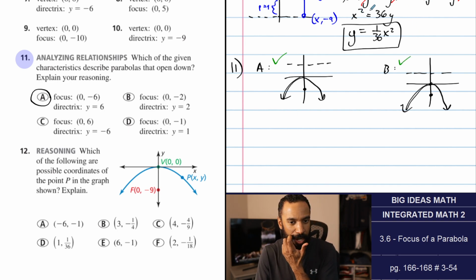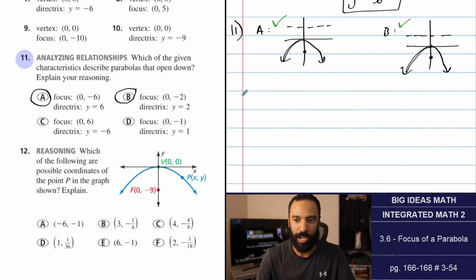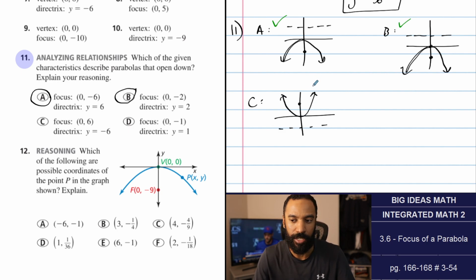I know my explanations are not beautiful with this, so that works. On C, you notice the focus is at 0, 6. That's not a problem in and of itself, but the directrix at y equals negative 6 means that this thing is going to be focused, directrix, parabola opens upward into it. And I mean, that's really the explanation. The vertex is between the focus and the directrix. If the focus is above the vertex, then your parabola is going to open upward. So C does not apply for that reason, not C.